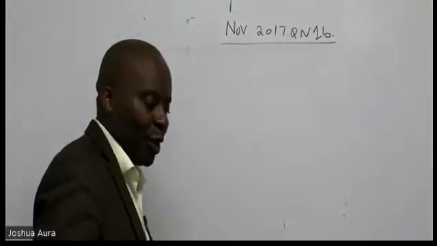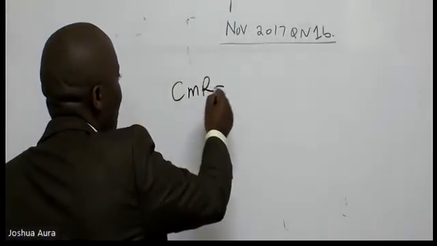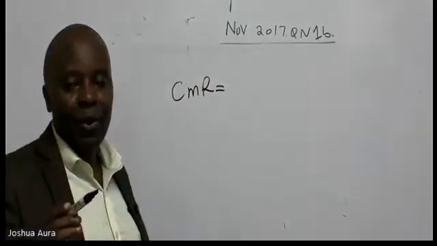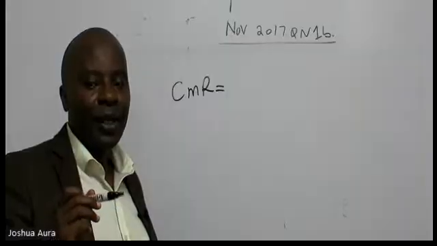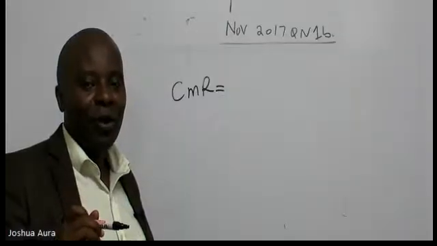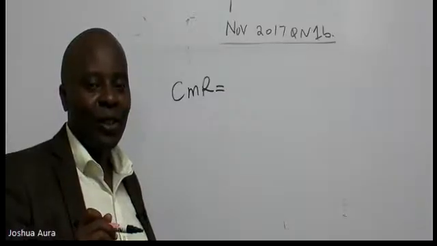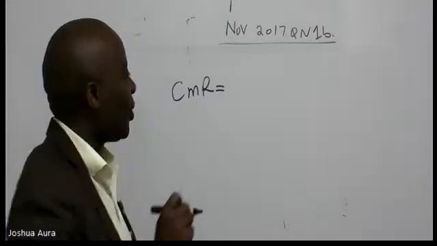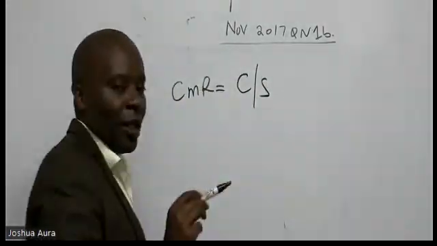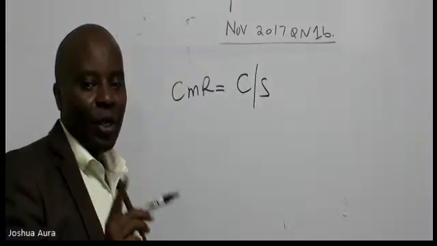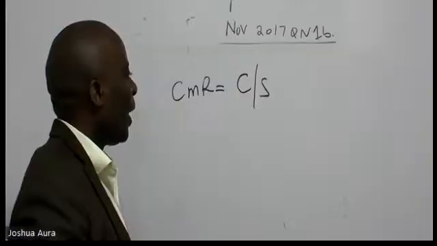What they wanted me to do in this question is to remember the formula of contribution margin ratio. Is there anybody who is able to remember the formula of contribution margin ratio? Remember, contribution margin ratio is also known as C over S ratio, the contributions to sales ratio. And how do we get it?